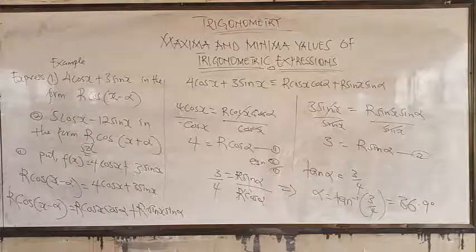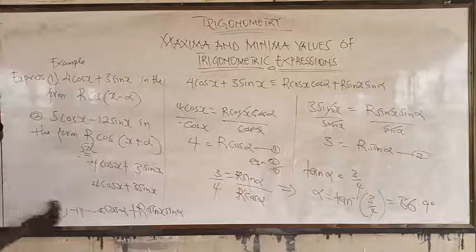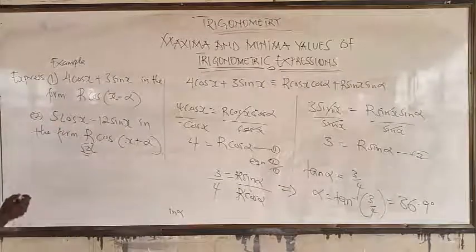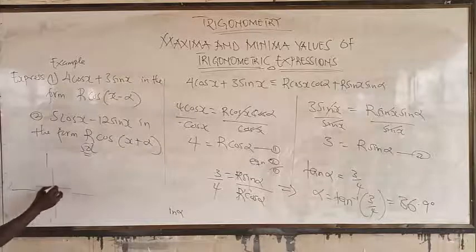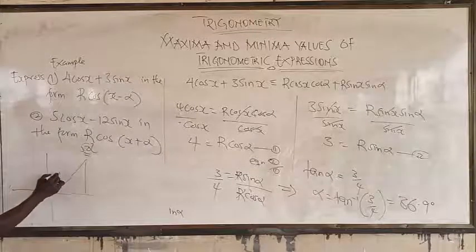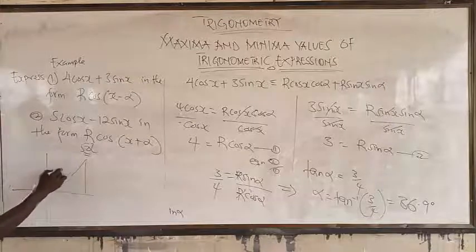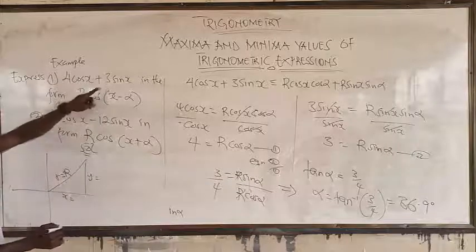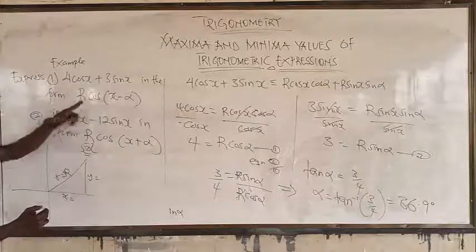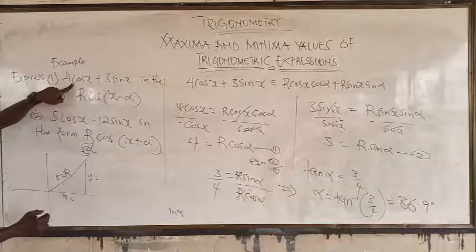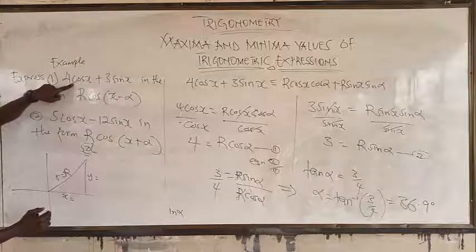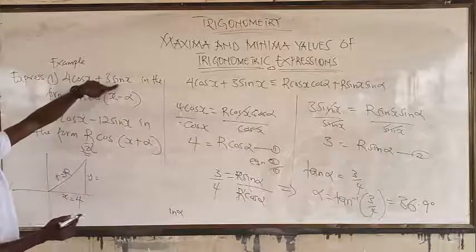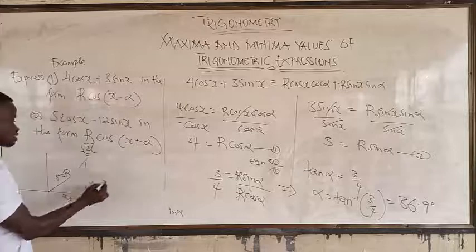How do we get the R? For us to get the R, small r is equal to capital R. So you go back to the question of f of s. The coefficient of cos s, representing the value of x, that is 4. The coefficient of sin s, representing the value of y, and that is 3.